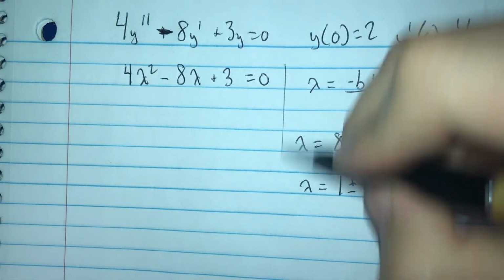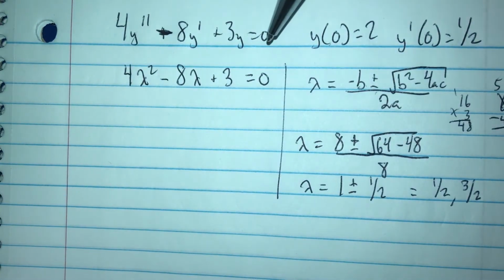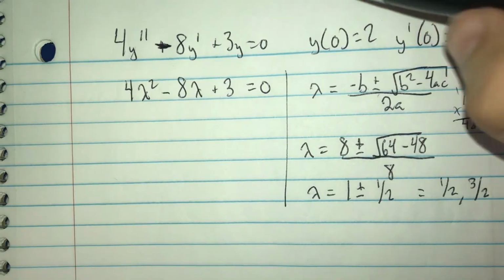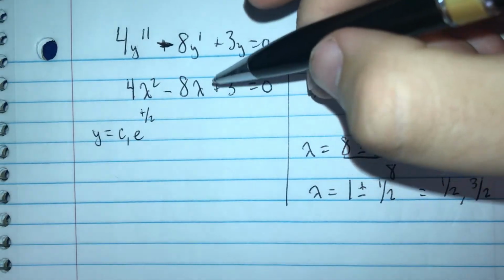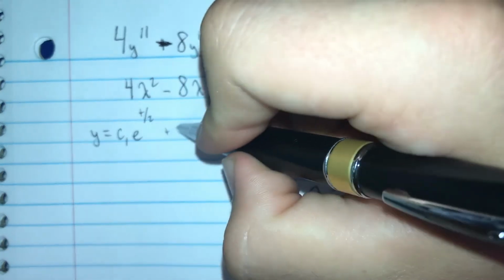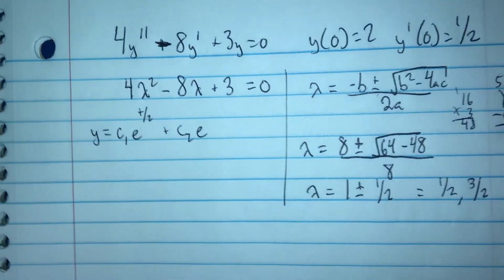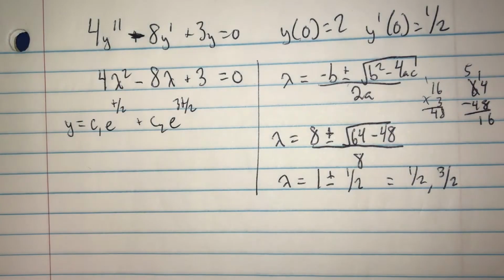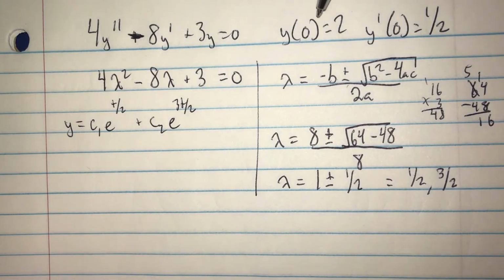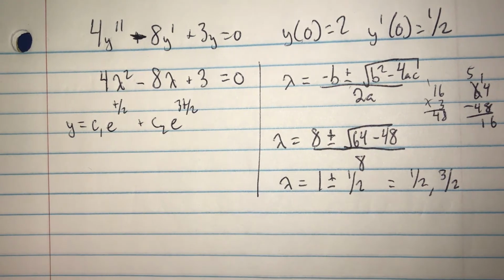So we'll go back to this equation here, and we can say y is equal to c1 e to the first lambda, so 1/2 t, which is t over 2, and then we'll add that to c2 e to the next lambda, which is 3t over 2. Now we can use these initial values to solve for the constants.